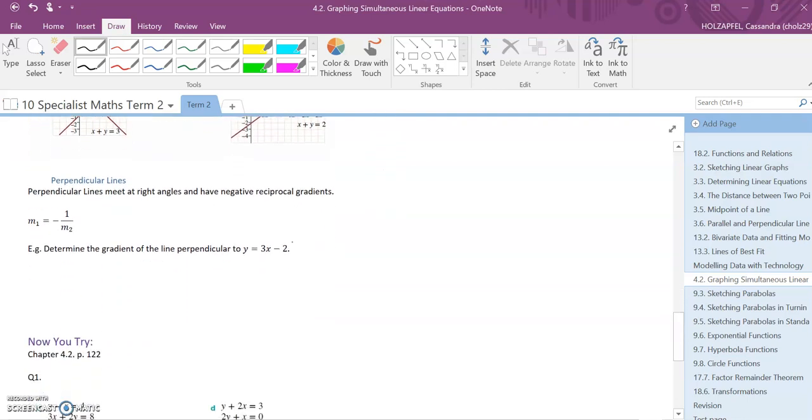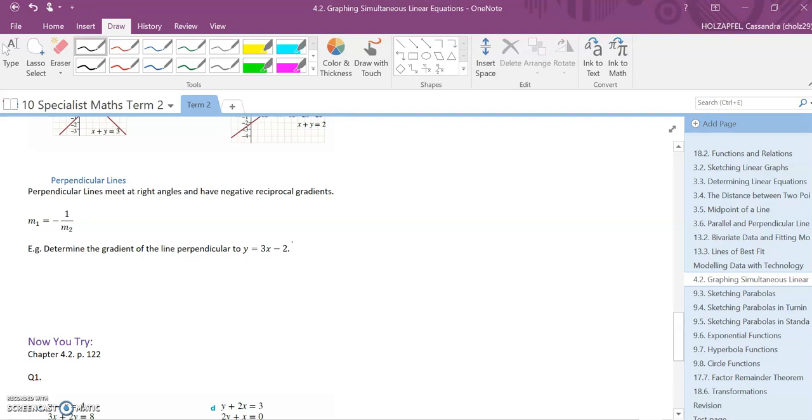This is where it gets a little bit trickier. So the perpendicular lines, we've talked a little bit about this before. So this shouldn't actually be new information for us. If you do want more information about the perpendicular lines, I suggest going and checking out my video on my channel on perpendicular lines. What we do know is that perpendicular lines meet at right angles and they have negative reciprocal gradients. So this formula here, M1, where M1 is the slope of my first line, is equal to the negative reciprocal of my second line's gradient, which is M2.